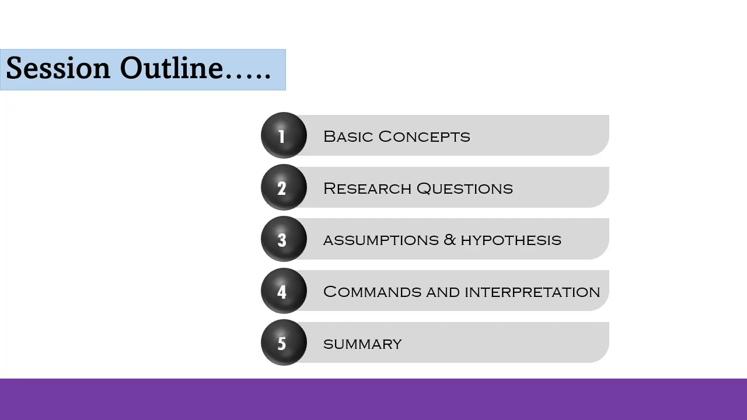So we'll cover the entire session under the following headings: the basic concepts, what are the research questions for which we need this chi-square test of association, the underlying assumptions and hypotheses for this test, how to perform commands, and once the results are ready, how to enter those results in a tabular format and how to write interpretation. And then in the last, we will summarize all the commands.